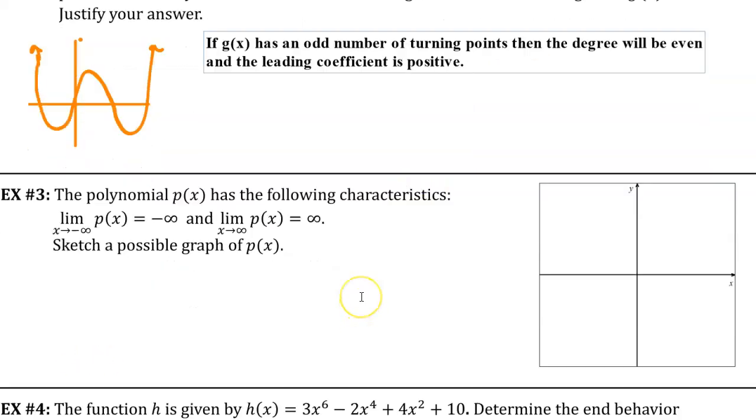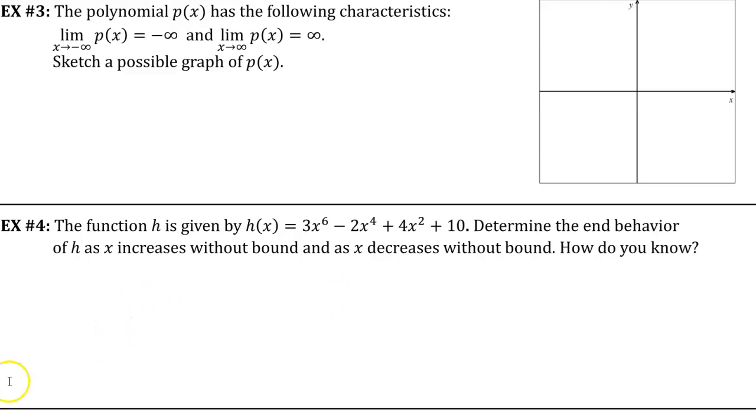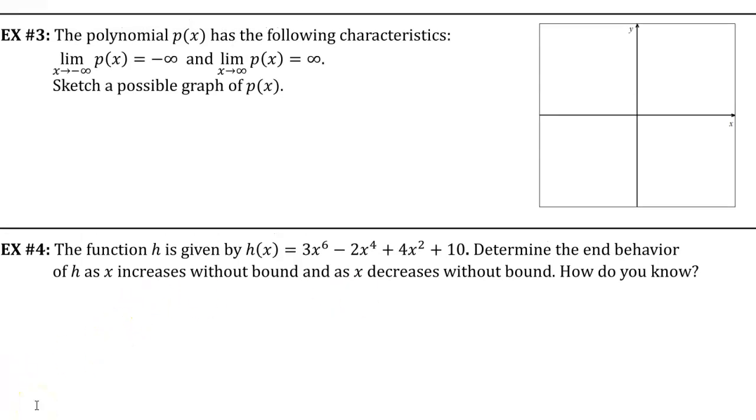All right, so we'll go down to number 3. All right, the polynomial p of x has the following characteristics. The left side goes down, the right side goes up. So sketch a possible graph. Okay, we can do that. Left side goes down, and the right side goes up. And we can put anything we want in the middle. Anything at all.